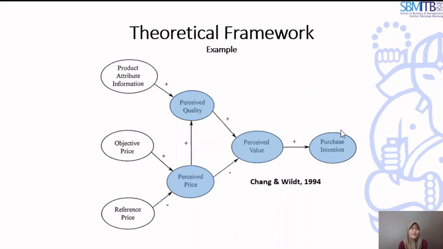Further, the perceived quality is influenced by product attribute information, such as product specification, function, and feature. As for perceived price, it is determined by objective price, the actual price of the product, and by reference price, the product price compared to the price of other similar products. All of the connections here, which are represented by arrows and plus and minus symbols attached to them, are developed through the process of critically reviewing previous research and integrating them with what researchers saw in the field.